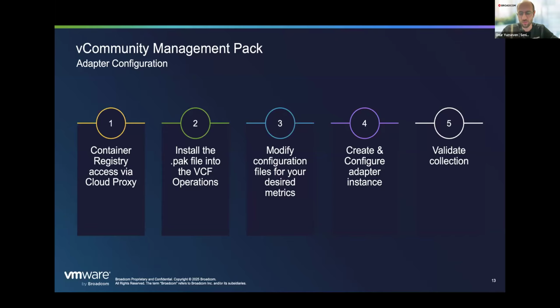After that, you may need to modify your configuration files, because as I mentioned earlier, there is no point in monitoring everything. You can just modify your config files with your desired metrics. Then you will be able to collect your metrics per adapter instance. After that, you will just fill your adapter instance with your remote vCenter URLs and credentials. Then you will just validate the collection and start working with the metrics.